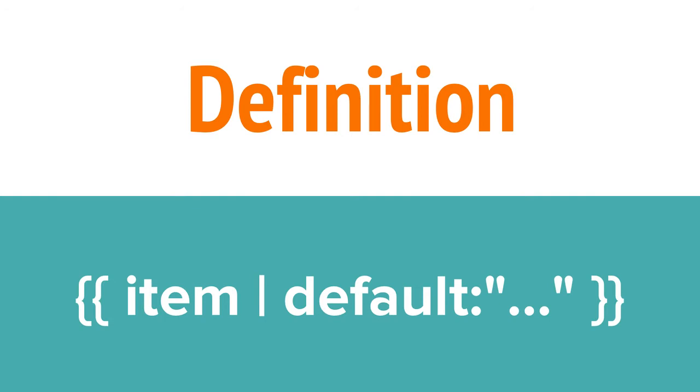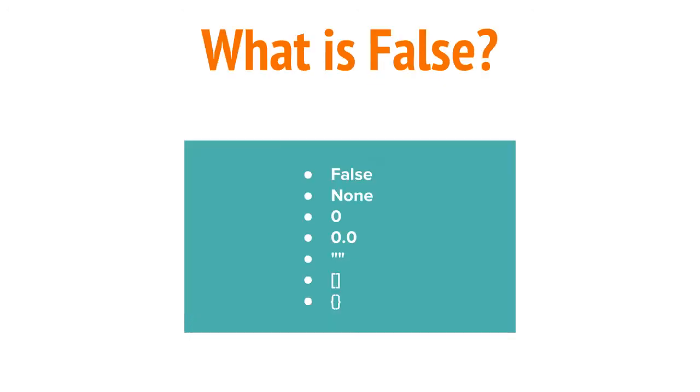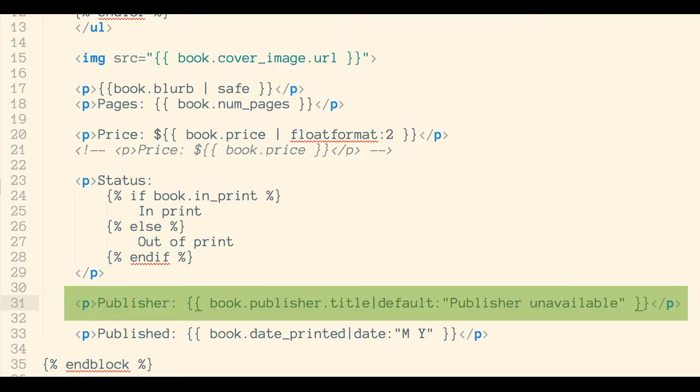Another neat yet underused template filter is default. When you use this filter, you can tell Django to show a different value if the value given would evaluate to false. Remember that with Python, false, none, zero, and empty strings, dictionaries, and lists evaluate as false. Let's say we want to change how publisher displays, since I might not know what publisher a book had when I entered it. If I reload the page now, rather than seeing nothing, I see publisher unavailable.